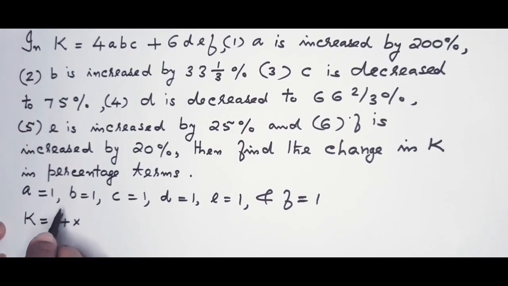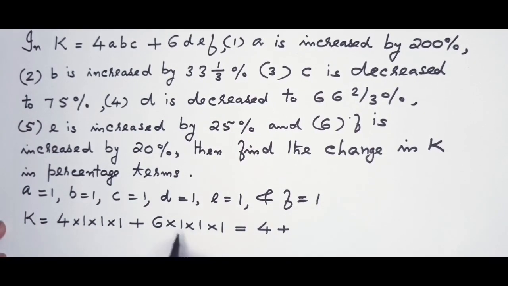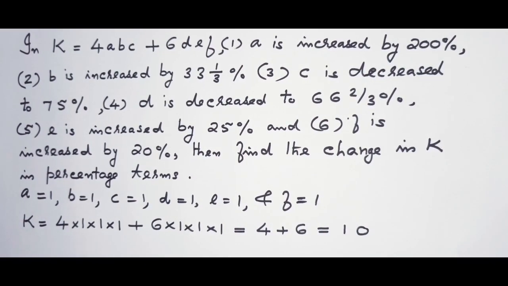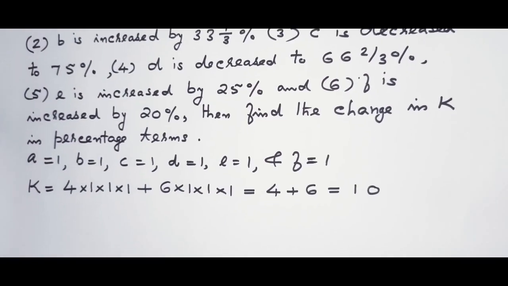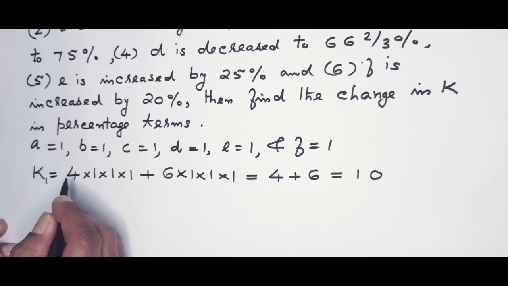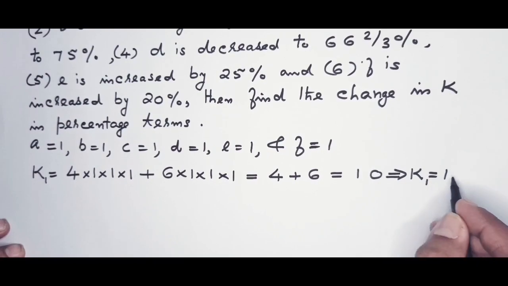So it will be 4 multiplied by 1 multiplied by 1 multiplied by 1, plus 6. Again, all the values are assumed to be 1, so you're writing 1 for everything. On simplification, the first term is 4 and the second term is 6. So you get 10. Based on assuming each of these variables as 1, the value of K is found to be 10. Now in the next step, we will make the changes in the values of A, B, C, D, E, F as per the percentage changes given in the data. Maybe you can call this K1, the first value, and that's equal to 10.